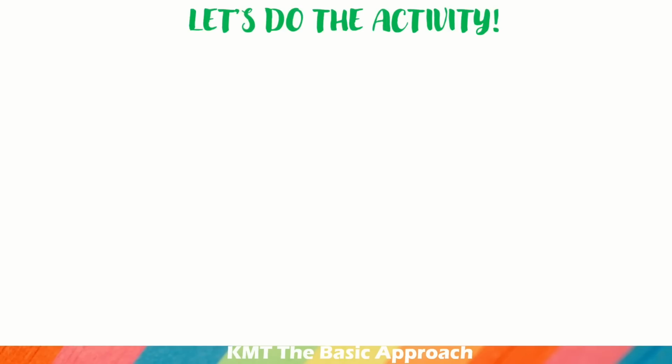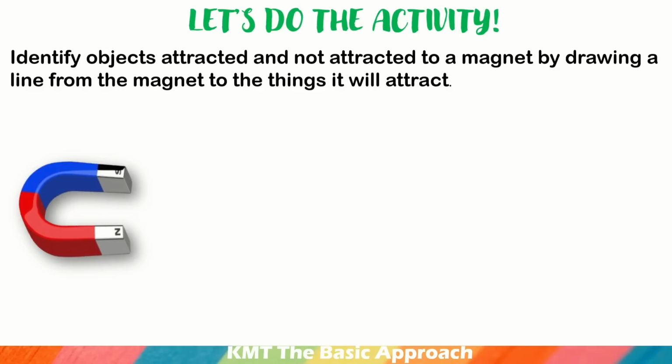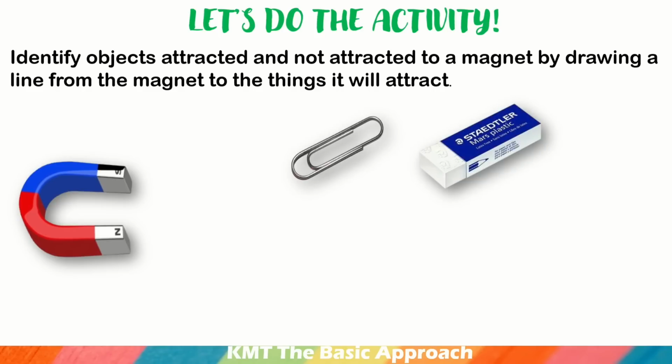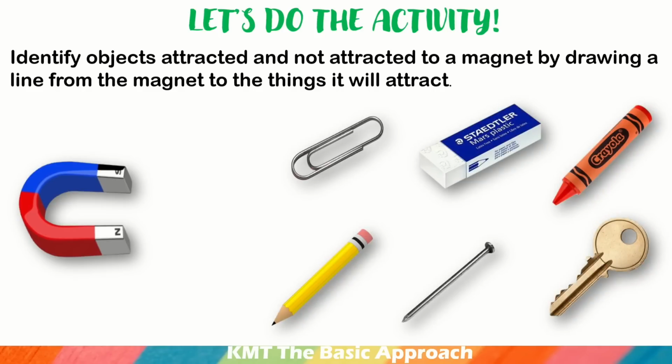Let's do the activity. Identify objects attracted and not attracted to a magnet by drawing a line from the magnet to the things it will attract. Let's start. This is the magnet. The objects are... Now, draw a line from the magnet to the things it will attract. Take your time in answering.